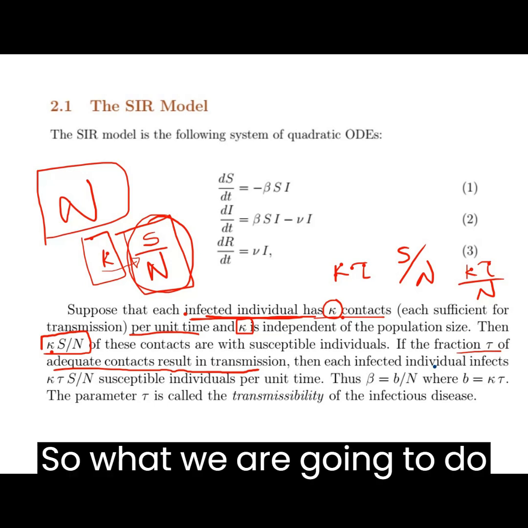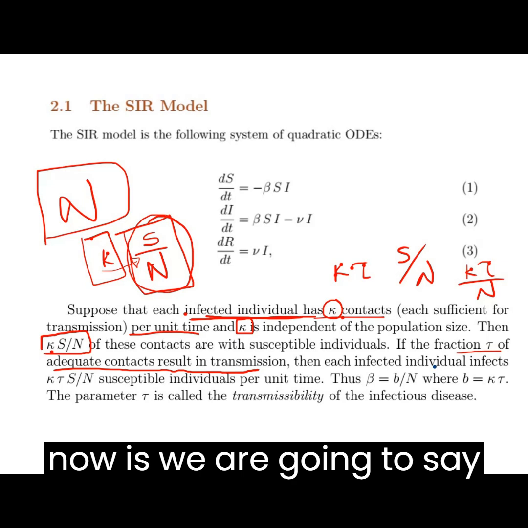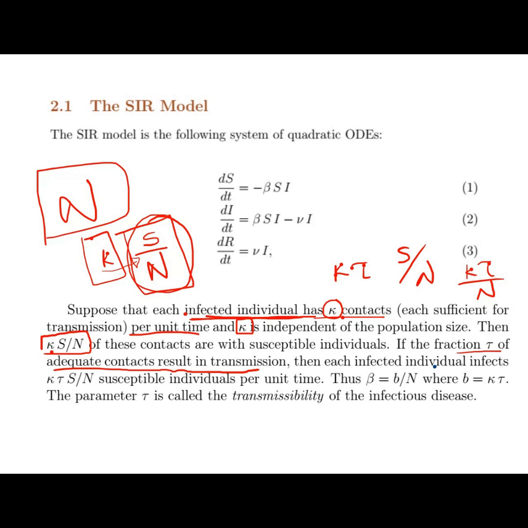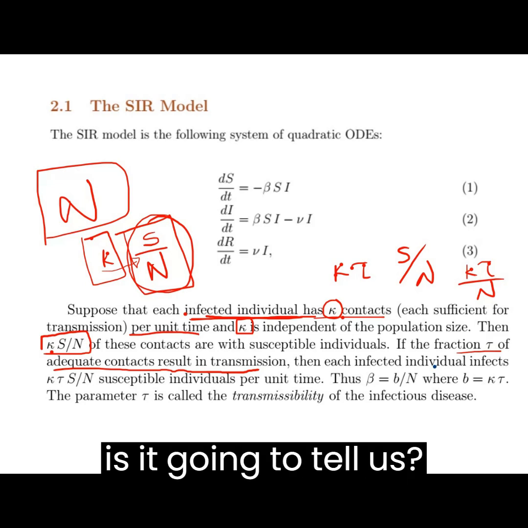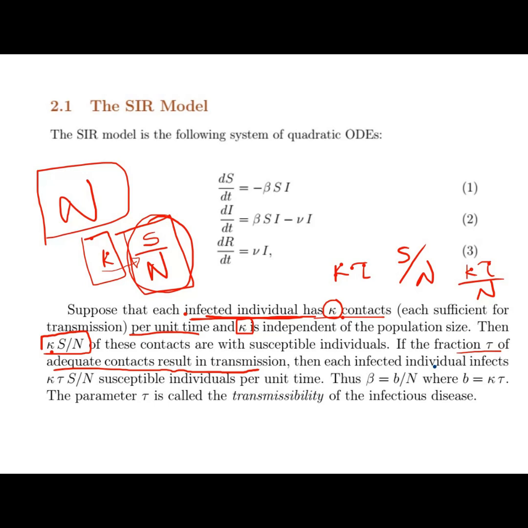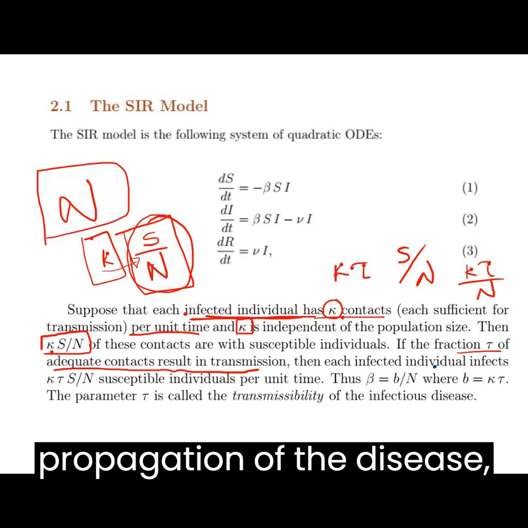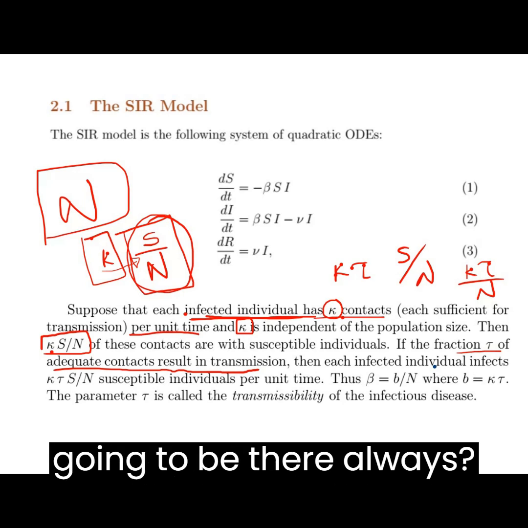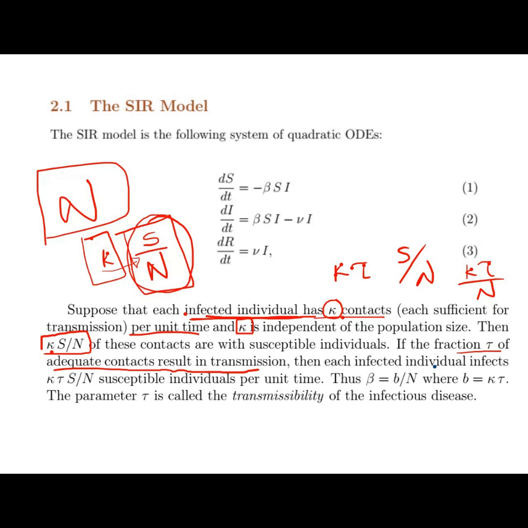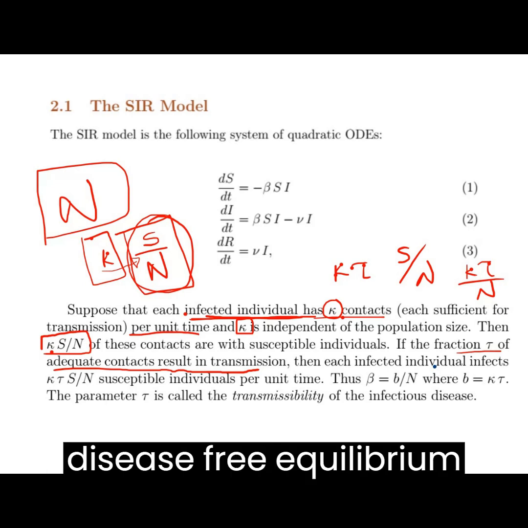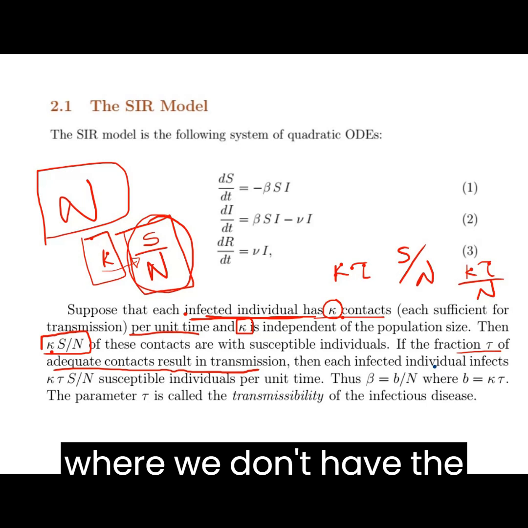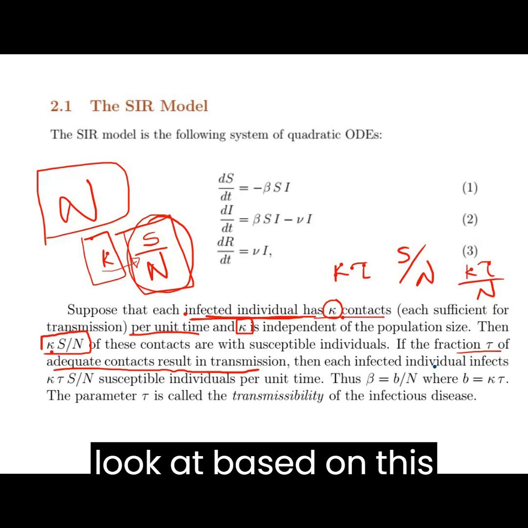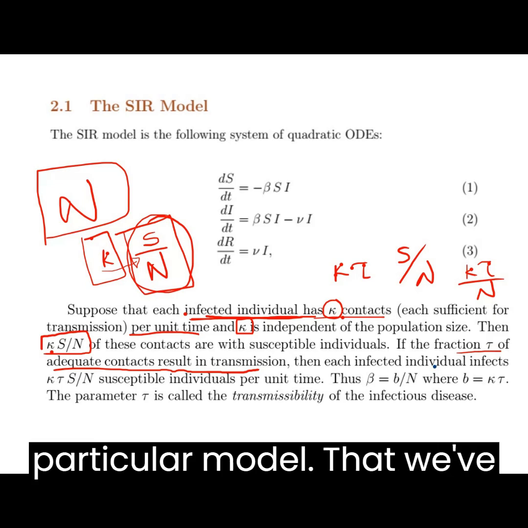So what we are going to do now is we are going to say, look, we have got this model. What is it going to tell us about the dynamics of the propagation of the disease? Is it going to die out? Is it going to be there always? Are we going to ever have a disease-free equilibrium where we don't have the disease at all? So those are the things that we want to look at based on this particular model that we've got before us.